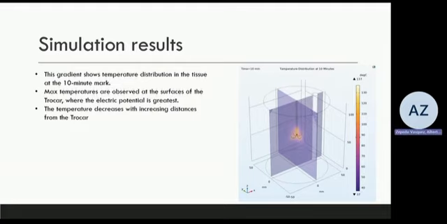As temperatures above these normal ranges of 40 to 45 can cause irreversible tissue damage. So based on the chart, it can be seen that the maximum temperature is concentrated at the surface of the trocar, where the electrical potential is the greatest. We can also observe the inverse correlation of temperature versus distance, as temperature decreases as the distance from the trocar increases, once again showing how heat is dissipated to the surroundings.